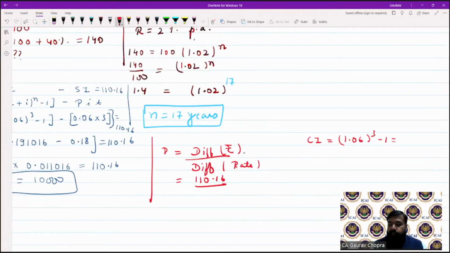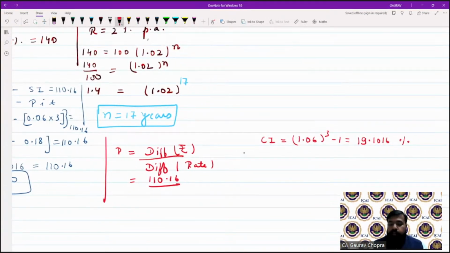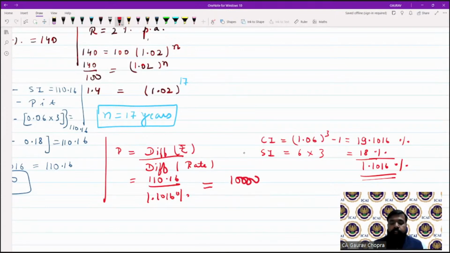So we are getting effective rate as 19.1016%. Whereas simple interest में कितना मिलता है हमें? 1 year का 6% है, then 3 years का it is 18%. So what is the difference? 1.1016% is the difference. So we can divide this and the result will be 10,000. So in this way you can calculate 10,000 very easily.